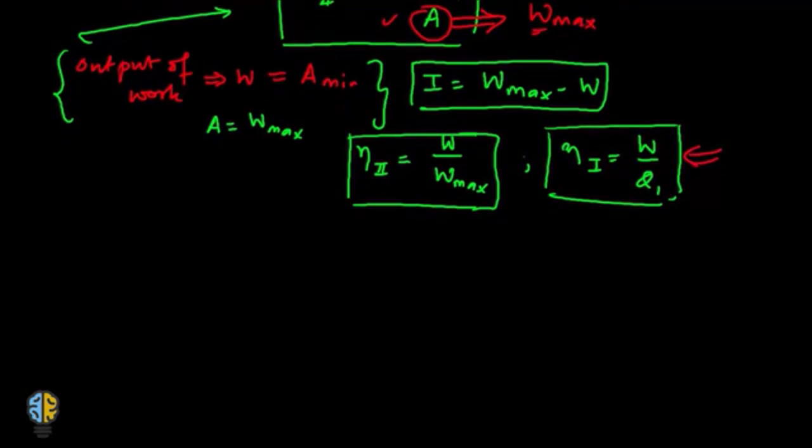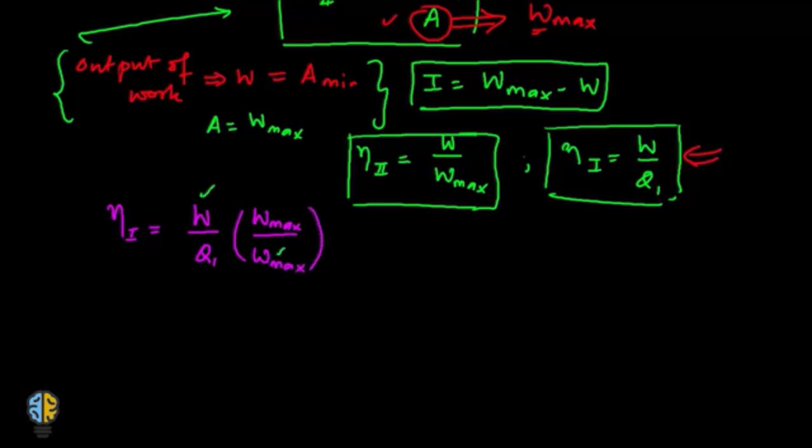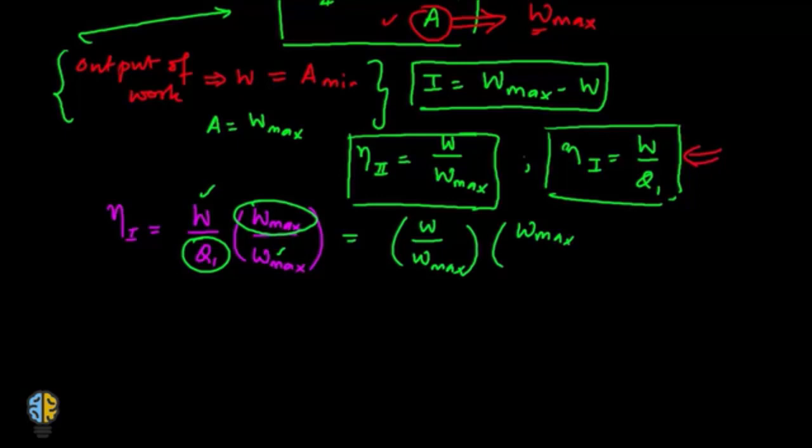Okay, so let's write down the value of eta 1 again, not eta 2 but eta 1, which is W upon Q1. Let's multiply and divide this by W max. Upon doing so, you can combine these terms, and you would have W upon W max into W max upon heat input.